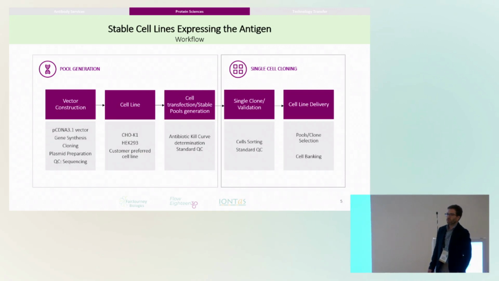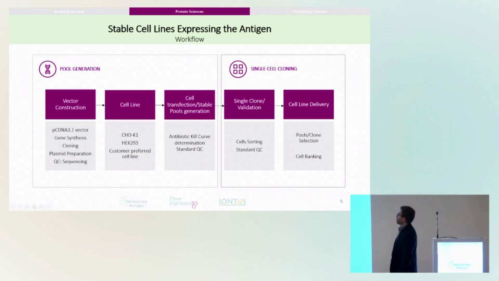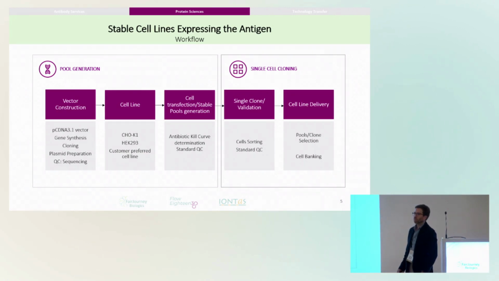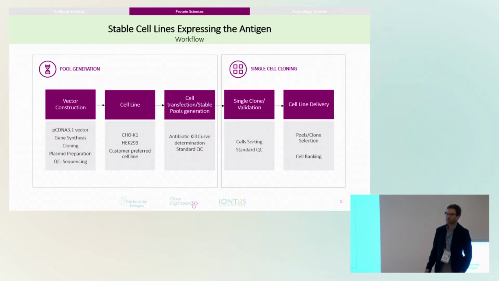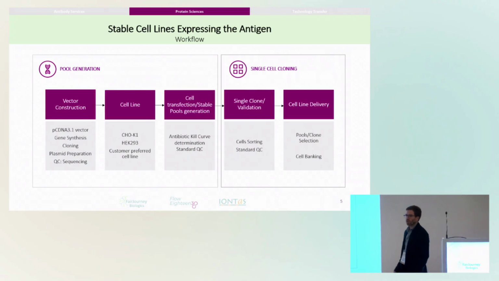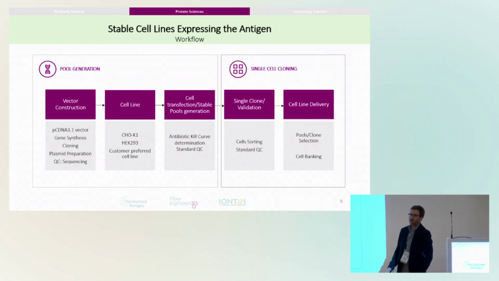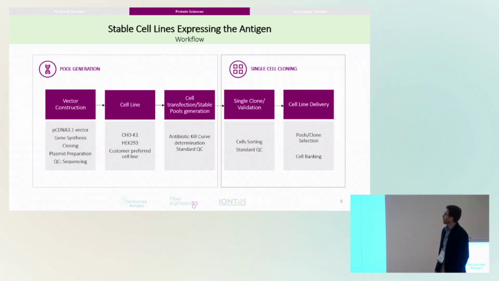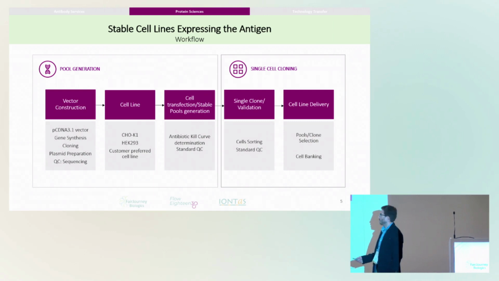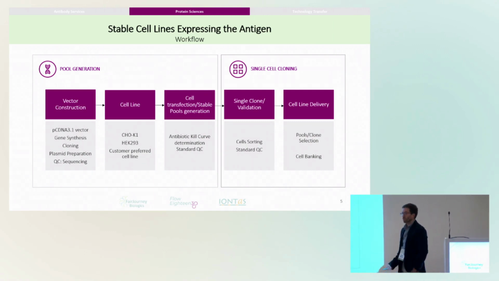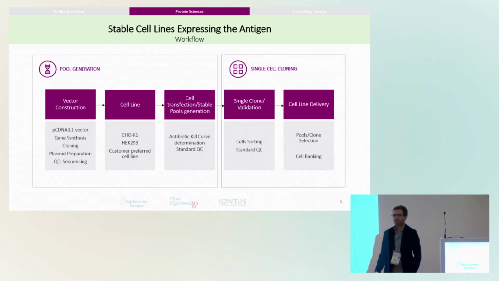Regarding the workflow that we intend to have, we have the vector construction, where we have in-house the pcDNA 3.1 mammalian expression vector, and we will clone your genes of interest in this vector, but we can also use vectors that you have or others that you need. Regarding the cell lines that we have available in-house, CHO-K1 and HEK293 are the most used in our projects, but we can also use the ones that you prefer.